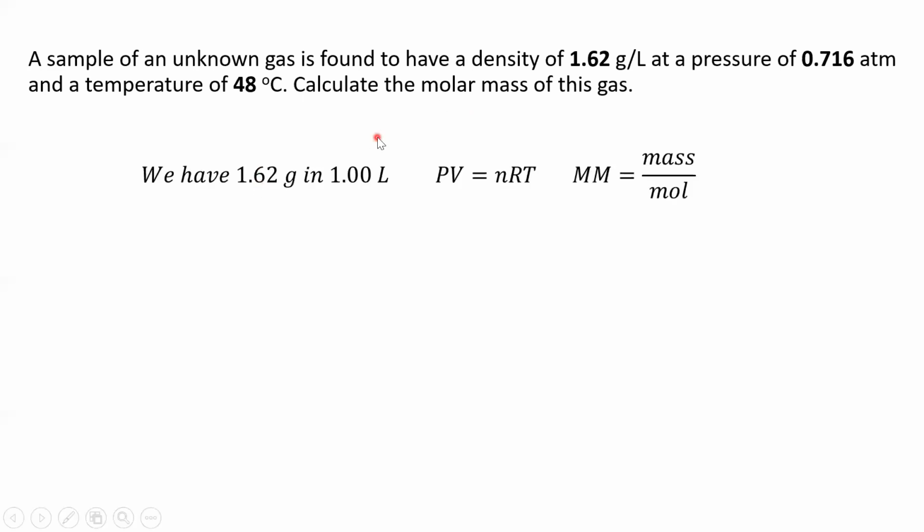So it gives us the density. Well, what does that mean? It means that if we have 1.62 grams of this gas, it will have a volume of 1.00 liters. That's the definition of density, how many grams there are per liter. We also know our ideal gas law equation, PV equals nRT, and that makes sense that we're going to be using that because we've got a pressure and a temperature there.